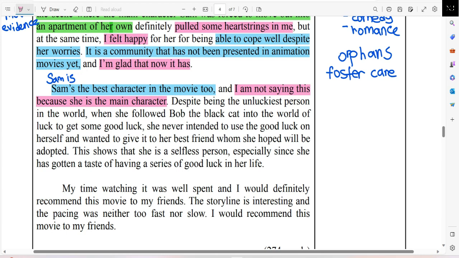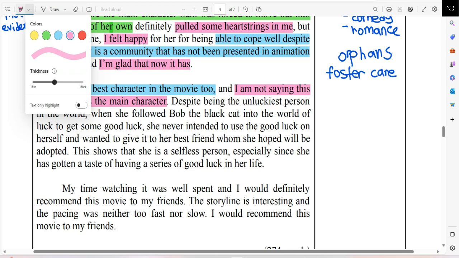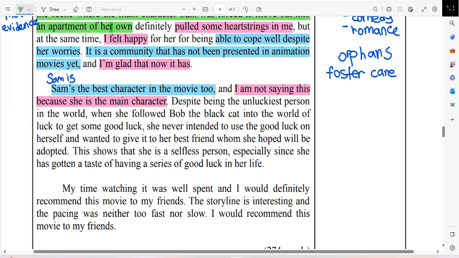We say, look, since we think that Sam is the best character in the movie, and also because she's the main character, we can add on a little bit of our opinion and say that I'm not saying she's the best character just because she's the main character. She must have done something to make us think that she's the best character. So we explain what happened in the movie that allowed us to think that she is the best character. Cross out the main.